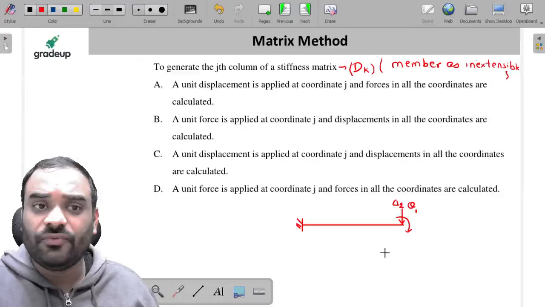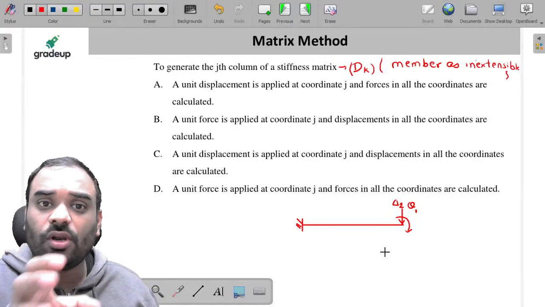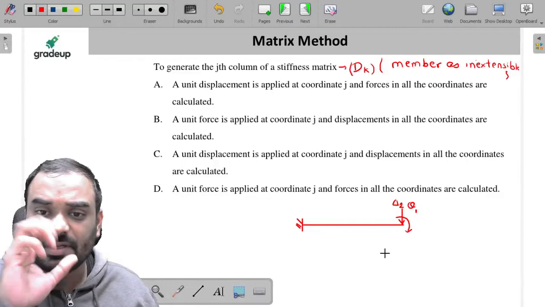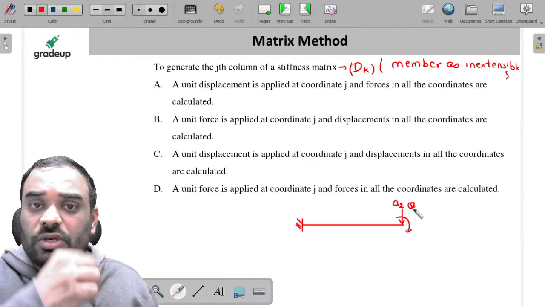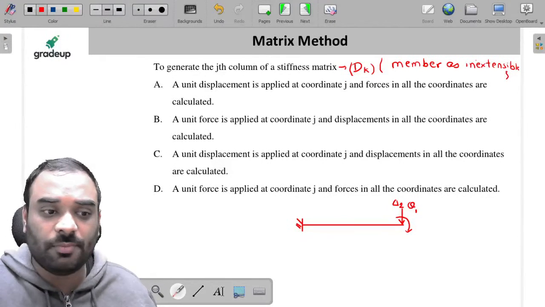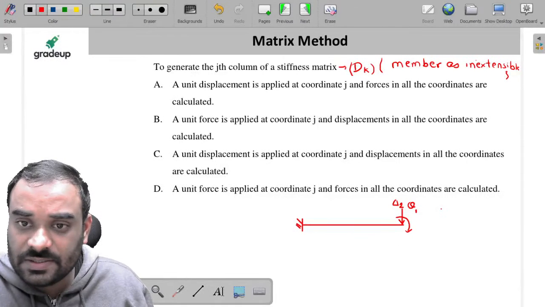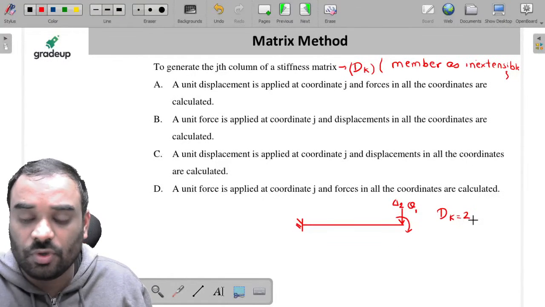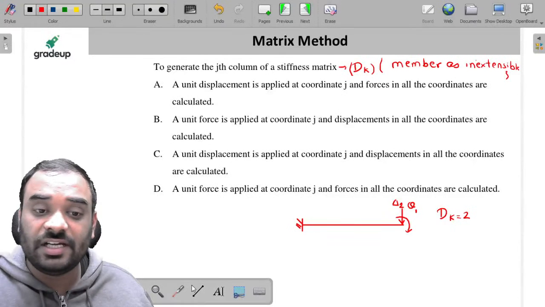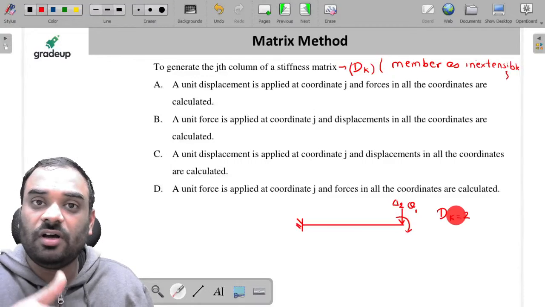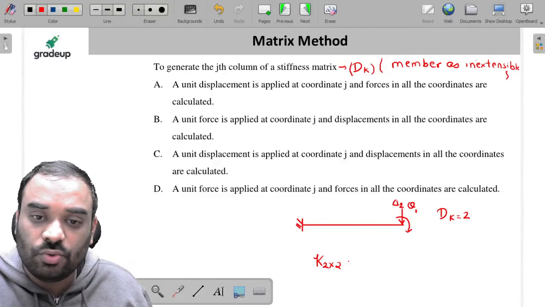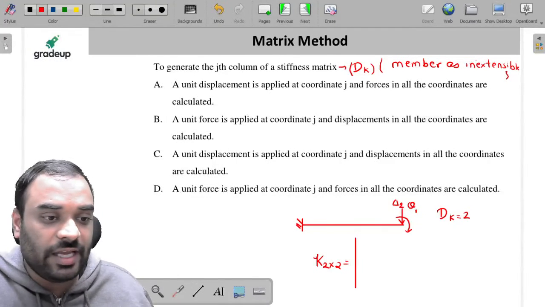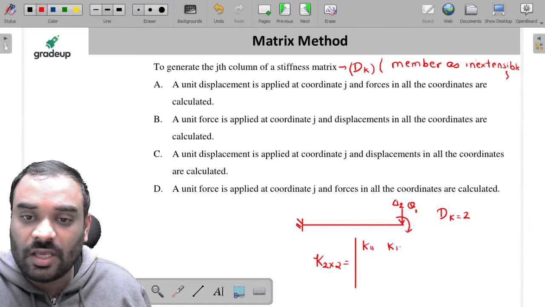Now tell me guys, if we want to develop the jth column of the stiffness matrix, how can we develop it? Listen carefully. As per this condition, there are two unknowns over here. So we can say that the dk value is equal to 2. What will be the order of the stiffness matrix? It depends upon the total number of kinematic indeterminacy. So can I write K 2 cross 2, with the elements K11, K12, K21 and K22.